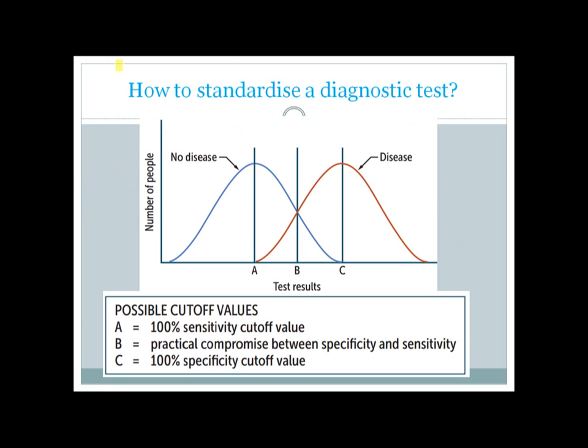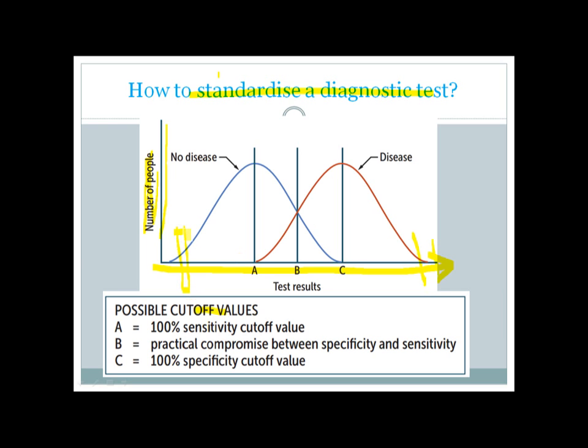So how do we actually standardize a diagnostic test? Here is an important graph which is very valuable to know about. In this graph, on the x-axis, you have the number of people that you are testing, and here you have the cutoff values for a test. So suppose we are doing ANA testing for people. The level of ANA that we set for diagnosing someone can be set high, like here, or as low as here.